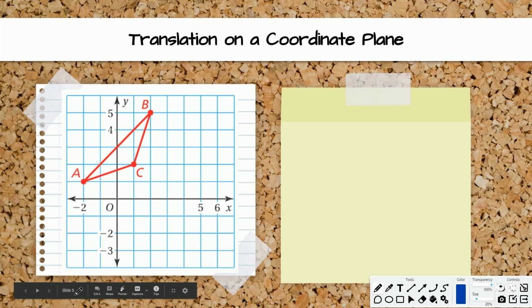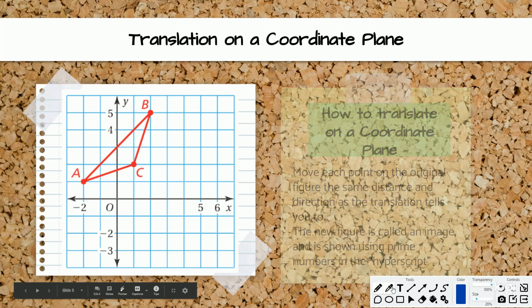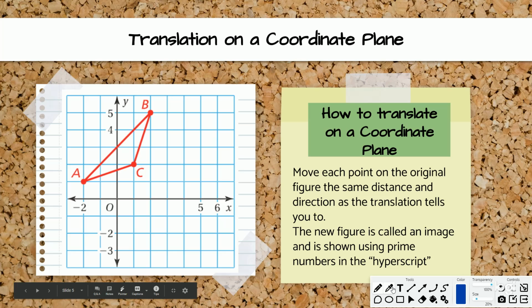The next one is if we are going to be translating on a coordinate plane. Most of our transformations are being done on a coordinate plane like this. So when we are translating on a coordinate plane, we need to make sure that we move each point on the original figure the same distance and direction as the translation tells you to. And then remember that the new figure is called an image and is shown using prime notation in superscript.